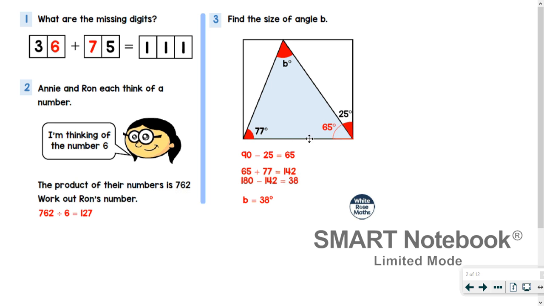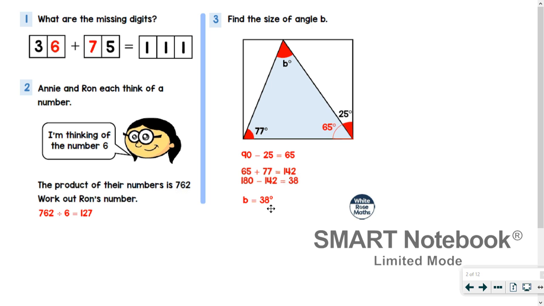Now we've got 2 of the angles of a triangle, so we add them together. 77 add 65 is 142. And we know that all the angles of this triangle add to make 180. So we take the 180, we take away the 142 we've got with the 2 angles, leaving us with 38, and that is your missing angle of 38 degrees.